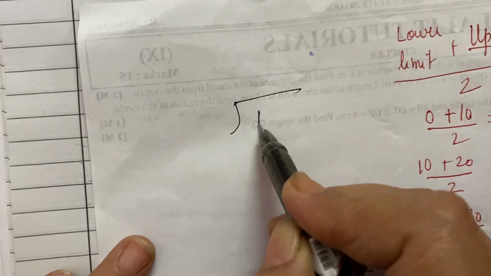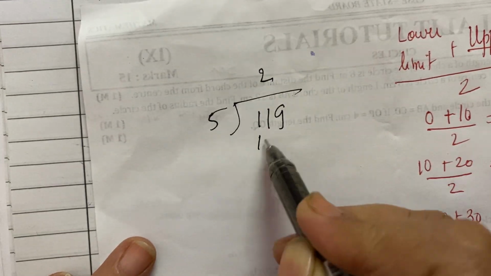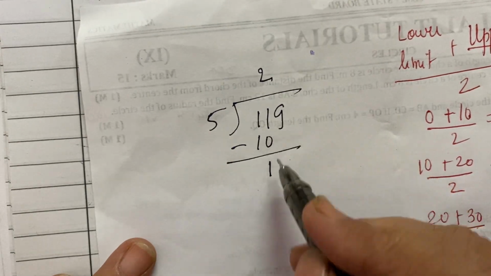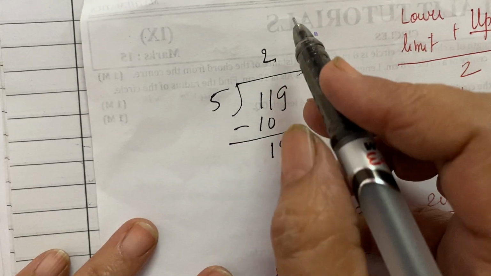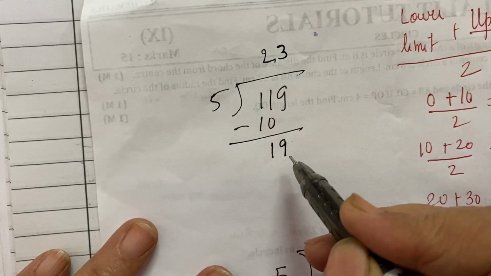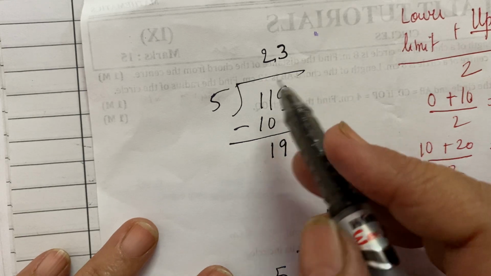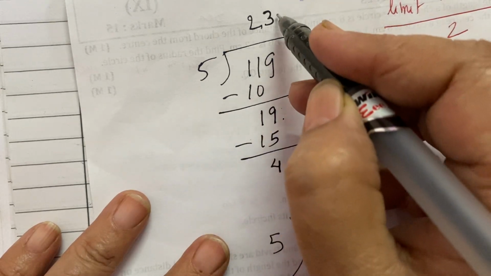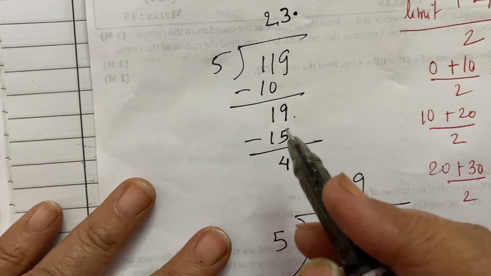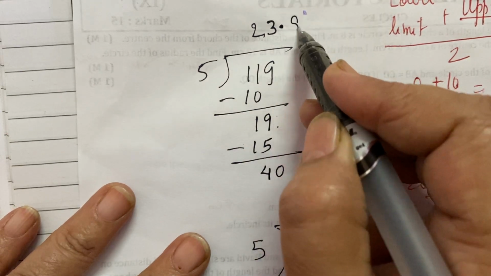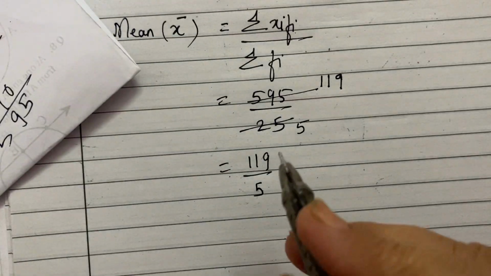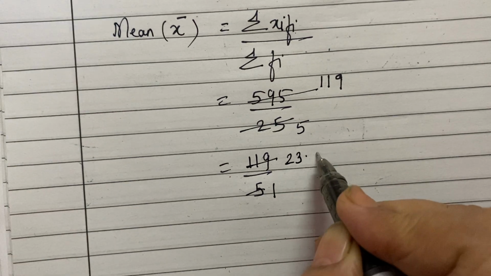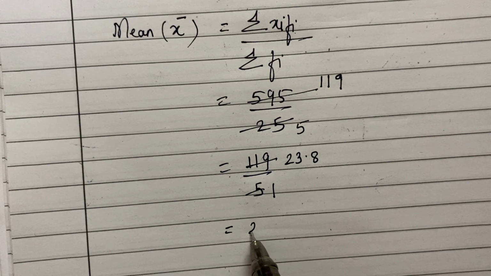See here, 119 by 5. 5 2s are 10. Remainder is 1. Again remainder is smaller than the divisor. You have to bring down 9. 5 3s are 15. Because 5 4s are 20, we cannot take that. 5 3s are 15. Remainder is 4. Now 4 is smaller than 5. So put a decimal point and take a 0 over here. So that gives you 5 how many is a 40? 5 8s are 40. So what will be the answer? 23.8. So what is the mean of the given data?